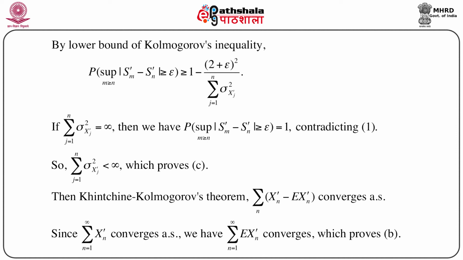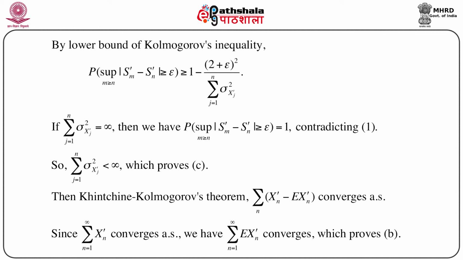Again, if we apply Khinchin-Kolmogorov's theorem, or Kolmogorov's convergence theorem, the summation of Xn' minus the expectation of Xn' converges almost surely. Since it is given that the summation of Xn' converges almost surely, we also have that the summation of the expectation of Xn' converges, and which naturally proves B.